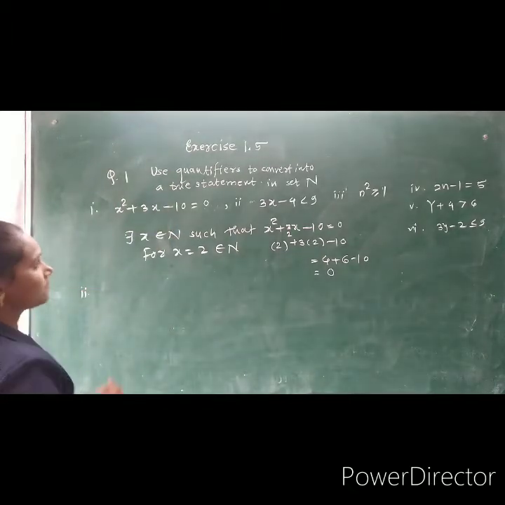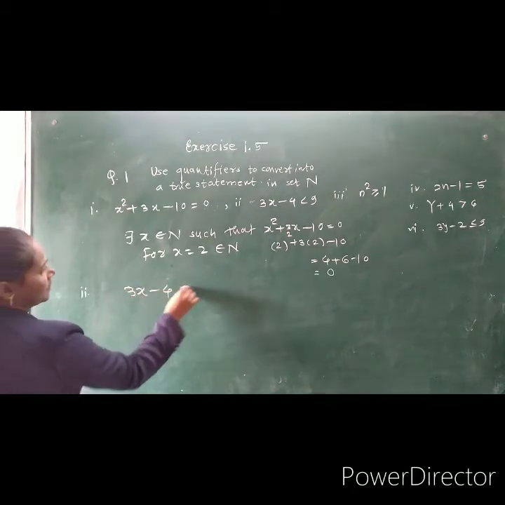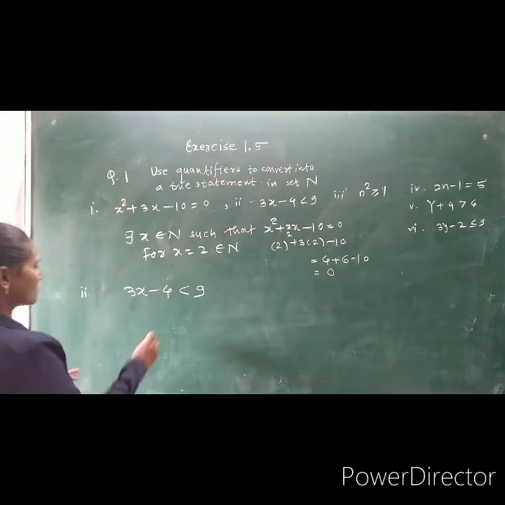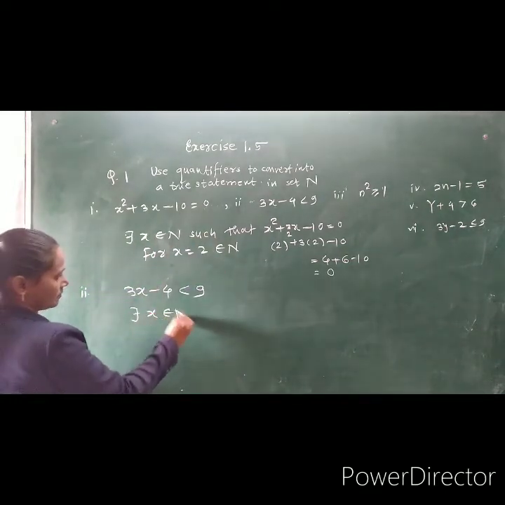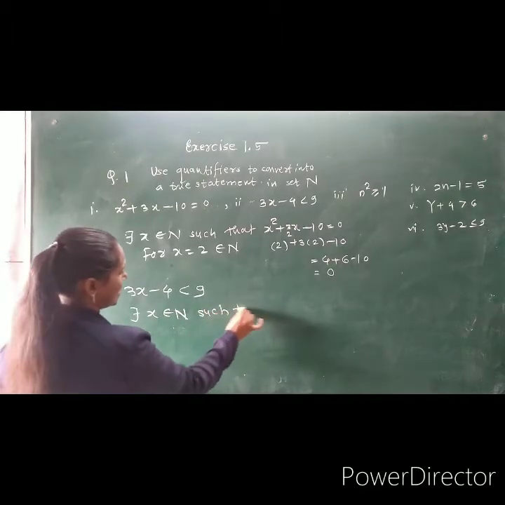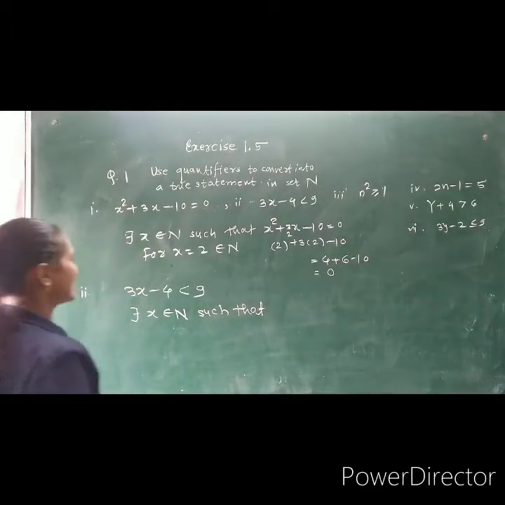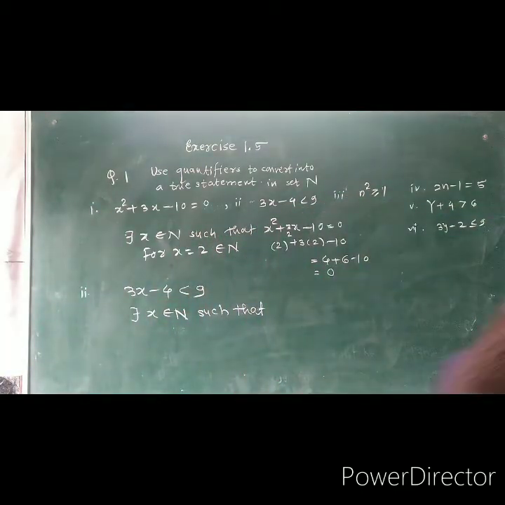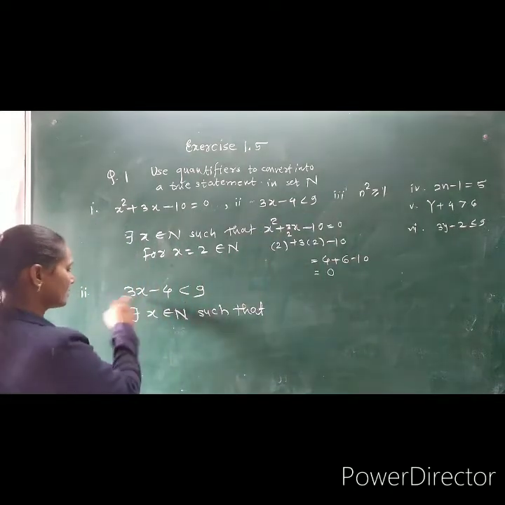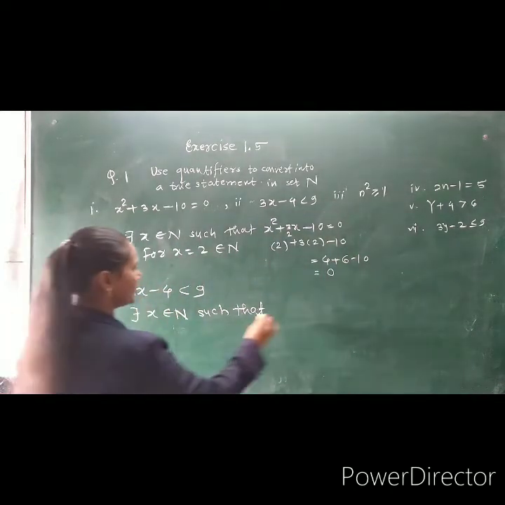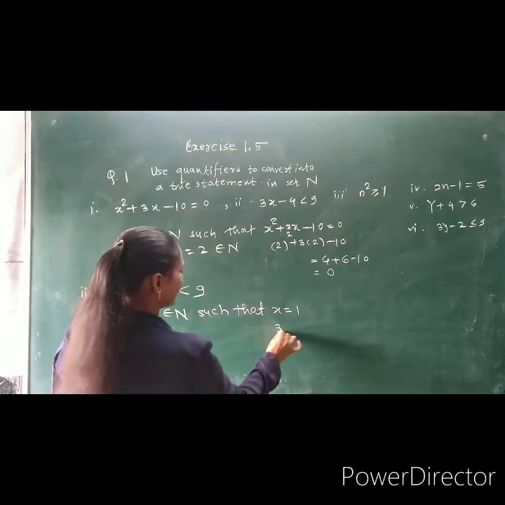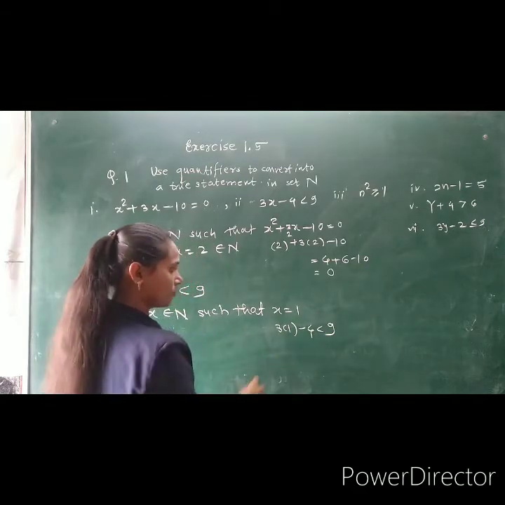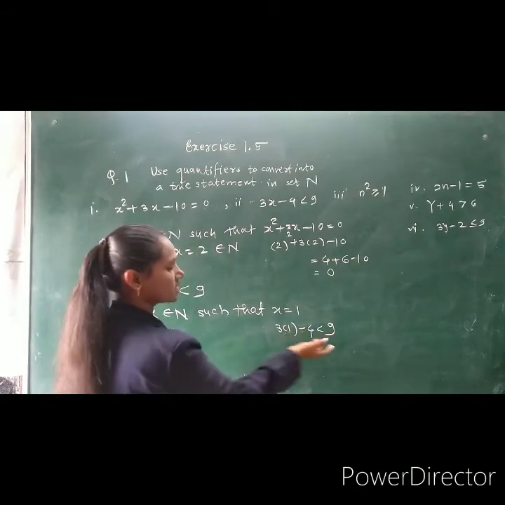Second, 3x minus 4 is less than 9. There exists x belongs to N such that 3x minus 4 is less than 9. If we take x as any value in the set of natural numbers, say x is equal to 1, then 3 into 1 minus 4 is 3 minus 4, which is minus 1, which is less than 9.